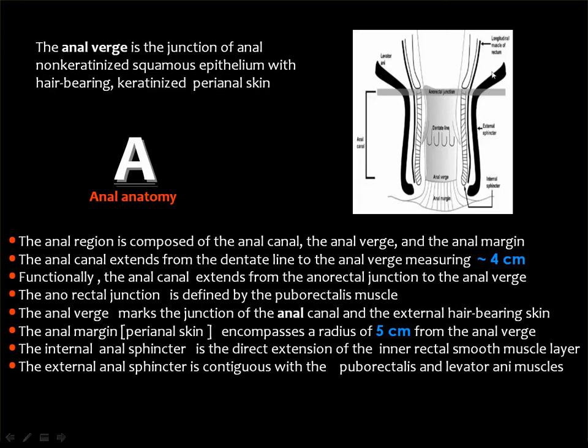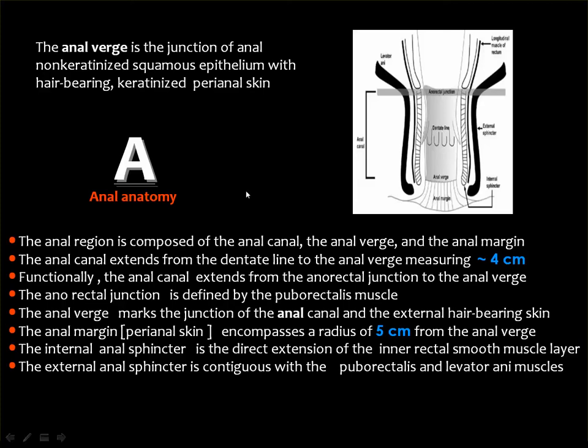Then we start with the anatomy of the anal canal, and we have three parts: the anal canal itself, the anal verge, and the anal margin. The anal canal extends from the dentate line to the anal verge, and its length is about 4 centimeters. Where is the dentate line? This is the area where the dentate line exists between the upper part of the anal canal and the lower part of the anal canal.